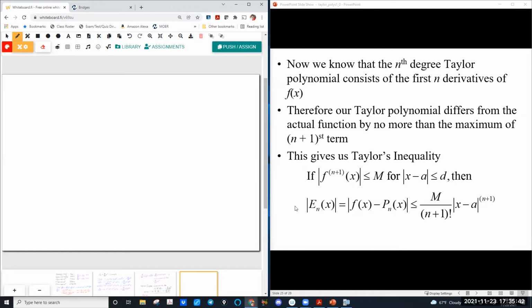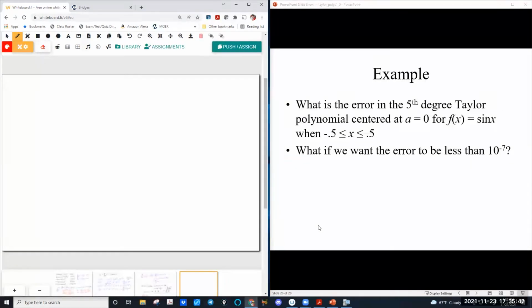Okay. So let's go ahead and take a look at this one. This one's not too bad, but it'll get us just kind of used to the error. So if we wanted the error in the 5th degree Taylor polynomial centered at a equals 0 for f of x equals sine x, when x is between negative 0.5 and 0.5, we can use that approximation. So we want a 5th degree for sine x. For this one, we don't actually have to find it.